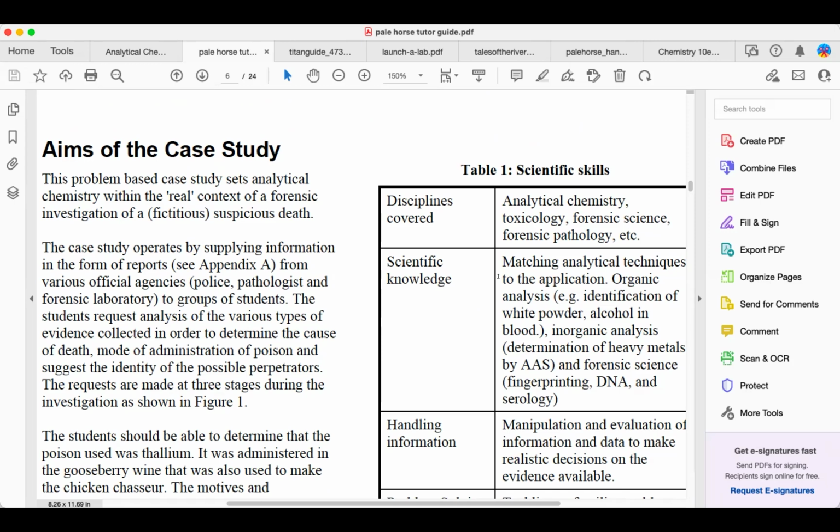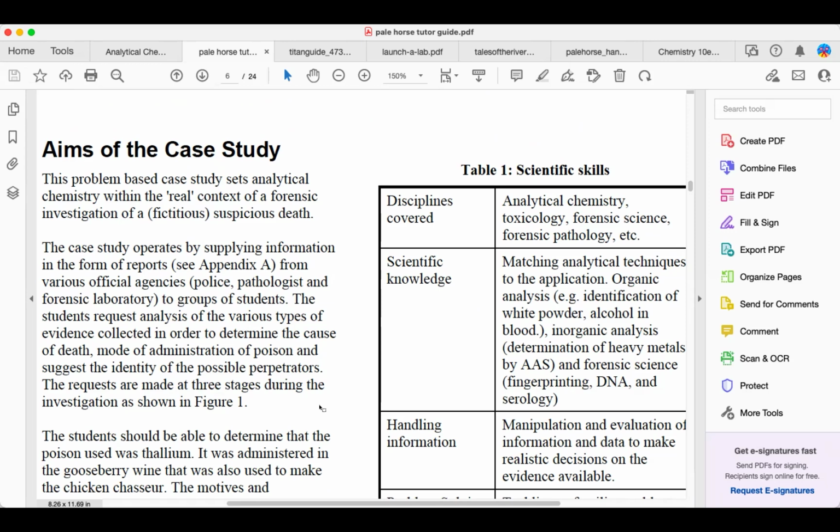So the scientific knowledge obtained from this is matching analytical techniques to the application, organic analysis, inorganic analysis, and forensic science, manipulation and evaluation of information and data to make realistic decisions. So that is the final aim. After some measurement, after some data analysis, and then some statistical analysis, we want to have a realistic decision.